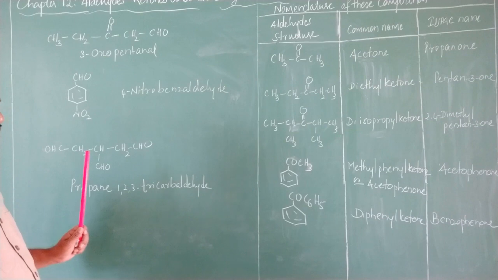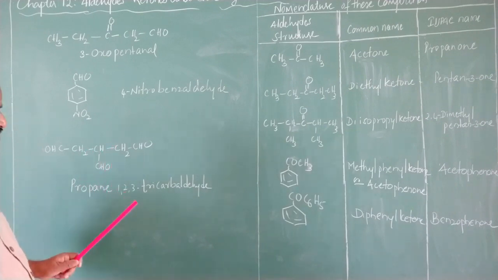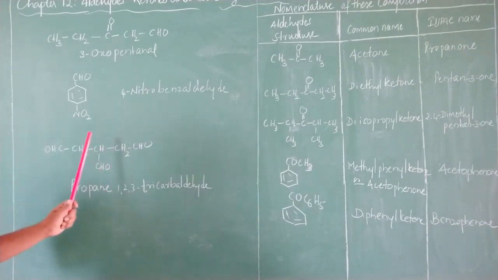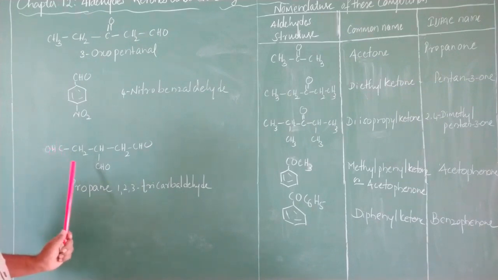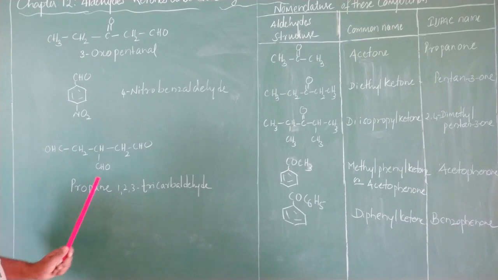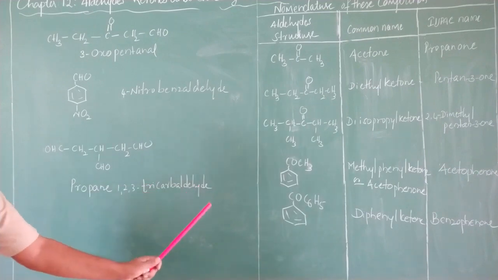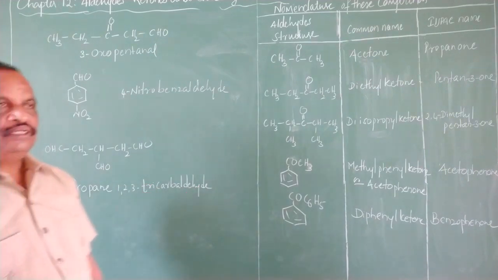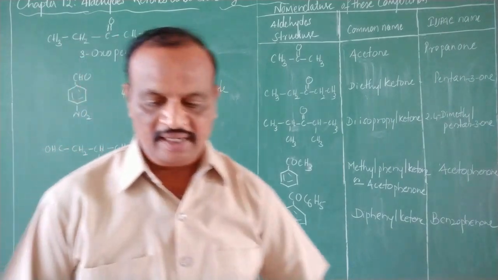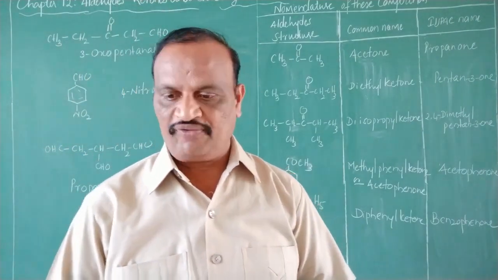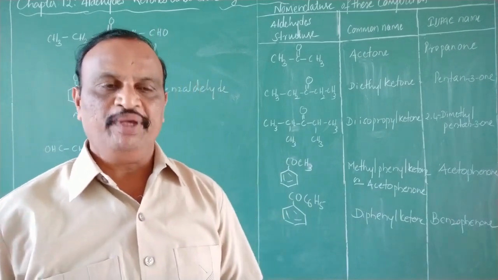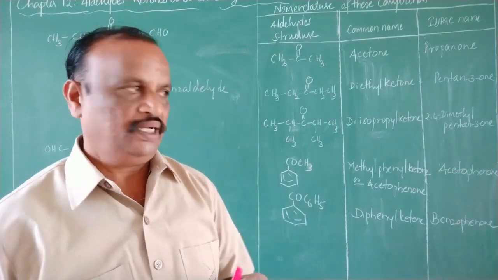And another example, which is an important one. Look into this. How to name this? First carbon, second carbon, third carbon, attached with the aldehyde group at all the positions. Therefore, propane 1, 2, 3, tricarbaldehyde. That's how we will name it. So like this we can name the aldehydes. Just go through some more examples from the textbook and try to gain mastery in naming aldehydes.